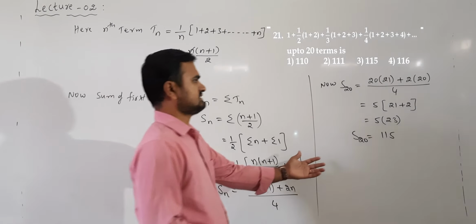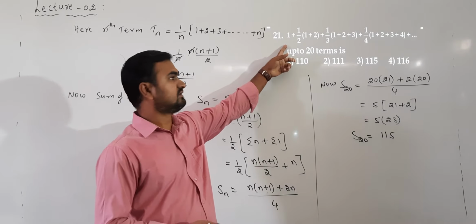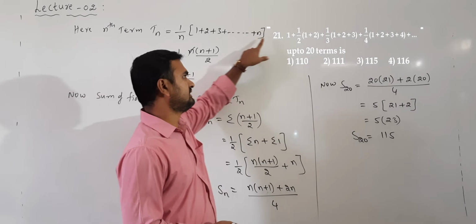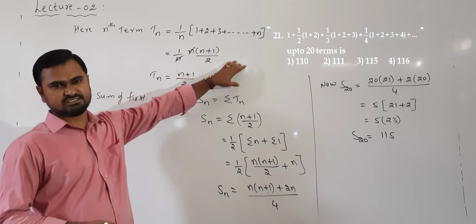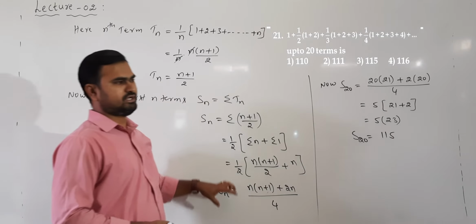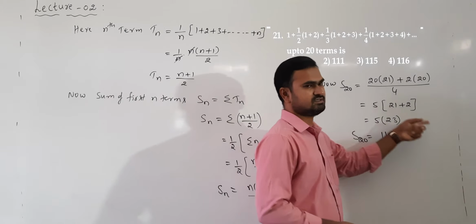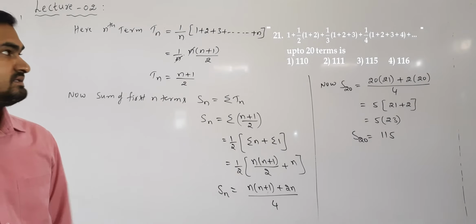So this is the method for solving when they ask for the sum up to some particular number of terms. What we do is make some observations or calculations. Let us find the nth term. Using the nth term, we can find the sum up to n terms. After finding the sum up to n terms, let us substitute a particular value for n. So, next question.